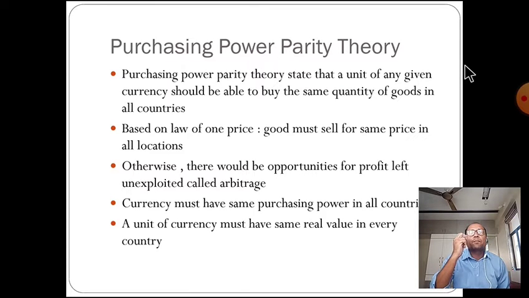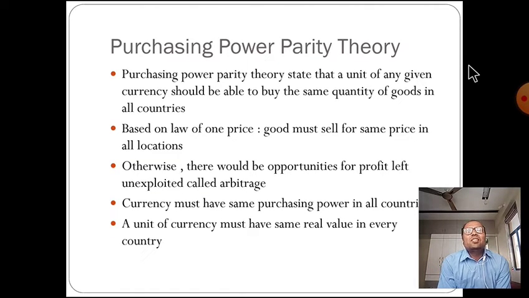What does it indicate? So, purchasing power parity theory is the most widely discussed theory in macroeconomics when it comes to open economy economics. This is the most important concept also. Purchasing power parity theory states that a unit of any given currency should be able to buy the same quantity of goods in all the countries. It means the value of goods should be the same across the global market.